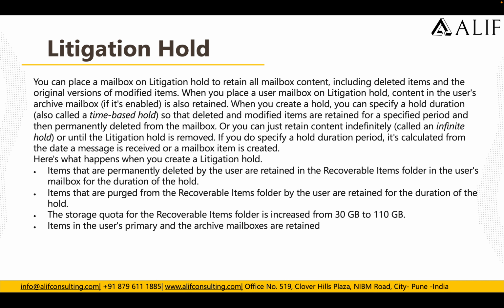retained. So these are the four things: whether the recoverable item is there, or the recoverable item is purged, all of it is going to be retained for a longer time based on the litigation hold policy that has been defined. The storage quota will be increased for recoverable items, so that if a user is deleting mails, the mails are still going to be available in recoverable items. An item in the primary or archive mailbox is also retained. So these are the four things that happen.